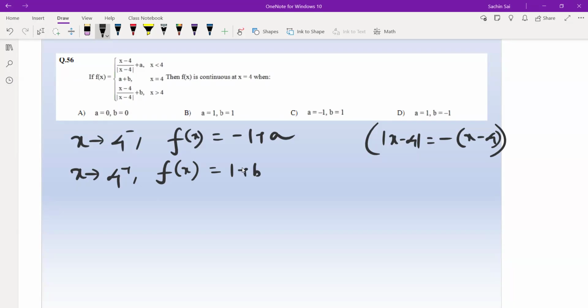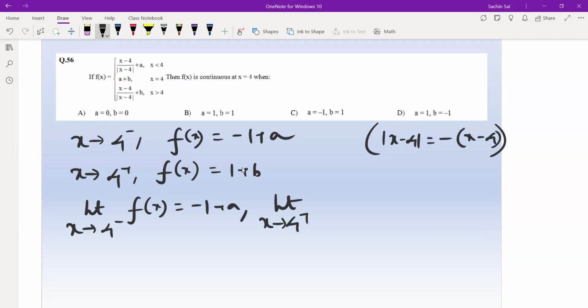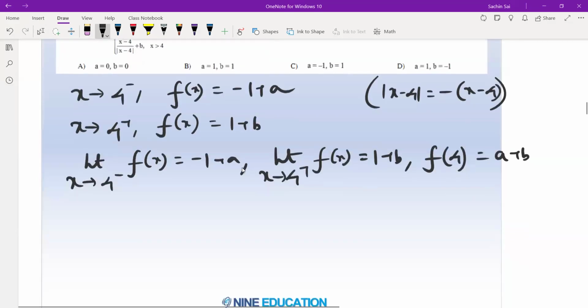right? So based on this information, what is the left limit of the function at 4? It is minus 1 plus a. The right limit of the function at 4 is 1 plus b. And the value of the function at 4 is defined as a plus b. Now, all these three quantities must be equal. So a plus b equals minus 1 plus a, and a plus b equals 1 plus b. So from here, we get the values of both a and b.